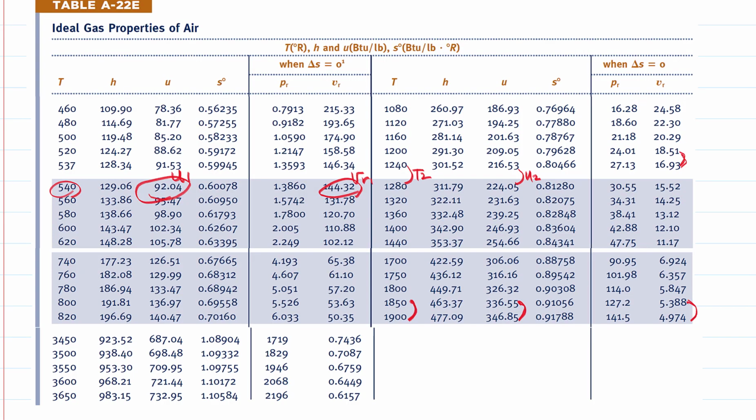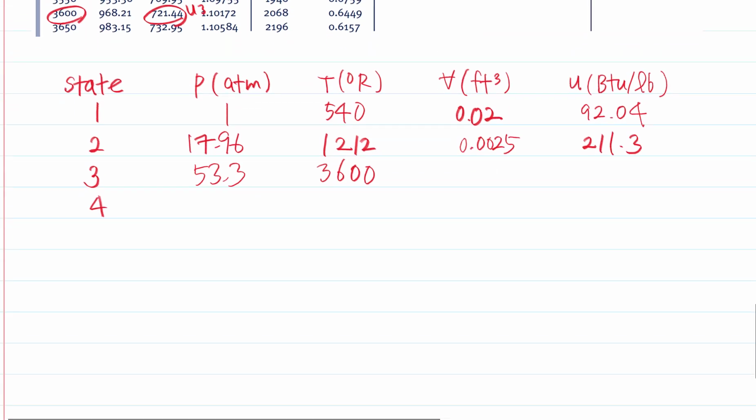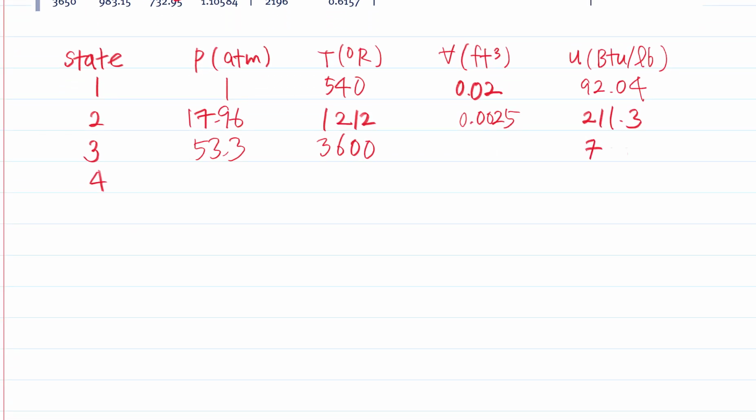See table A-22E. At 3600 degrees Rankine, the internal energy u3 is here. And V2 equals V3.